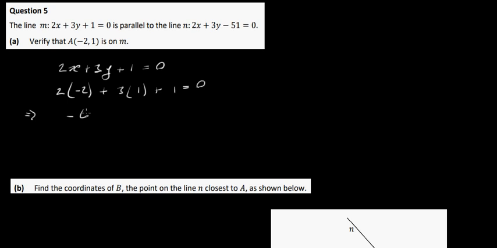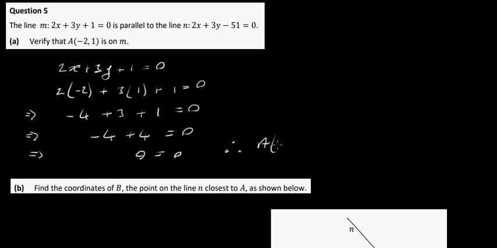So we get minus 4 plus 3 plus 1 is equal to 0. That gives me minus 4 plus 4 equal to 0. So we do get 0 is equal to 0. Therefore we can say A, minus 2, 1, is on M.